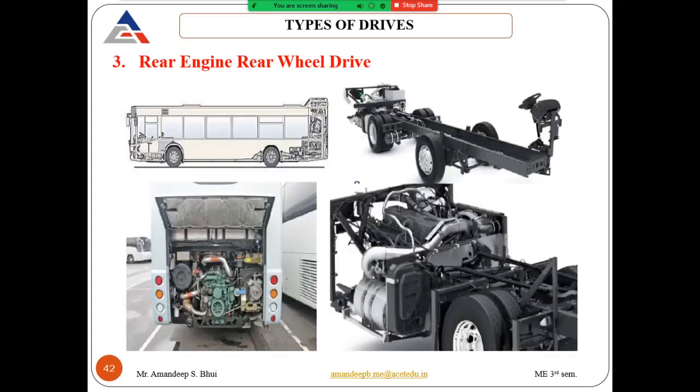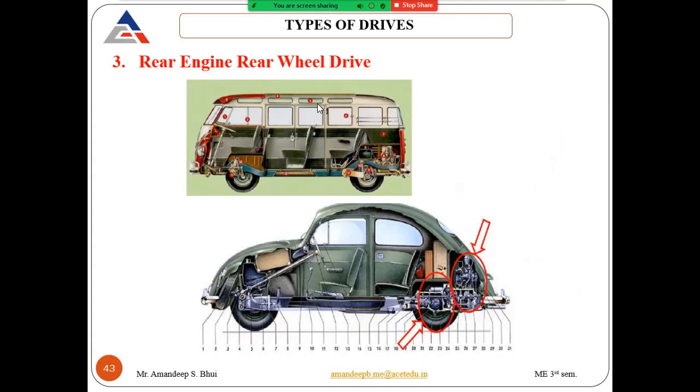Now the third type of configuration is your rear engine rear wheel drive. This is an example of the Volvo buses, modern buses that are there. In this, the driver is at the front, but the engine is not at the front. The engine is at the rear of the bus, like this. So this engine transmits the power to the rear wheel. So rear engine, rear wheel drive is there. Another example is this station wagon, and the Beetle, the car, which comes with rear engine, rear wheel drive.